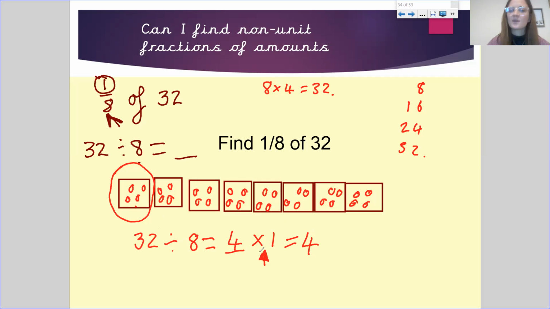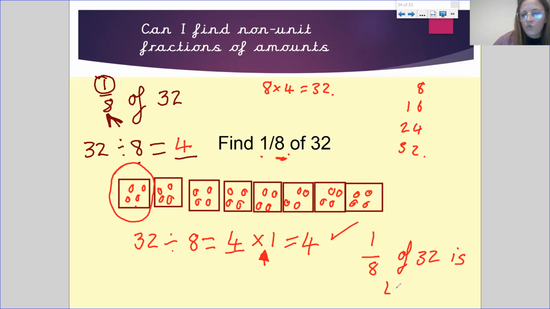Okay, and this is quite important, this step here, when we are working with non-unit fractions, and it will become a little bit clearer as we carry on. So remember, to find 1/8 of 32, the denominator tells you how many equal groups you need to break this number into. So you do 32 divided by 8 will give me 4, and then 1 group is obviously 4, or you can times it by 1, and it's the same, it will give me 4. So you would write 1/8 of 32 is 4. So pause if there's something that you're not sure of, have a read through what I've written, and see if you have a clear understanding of that.